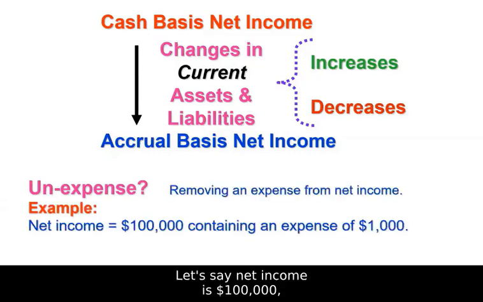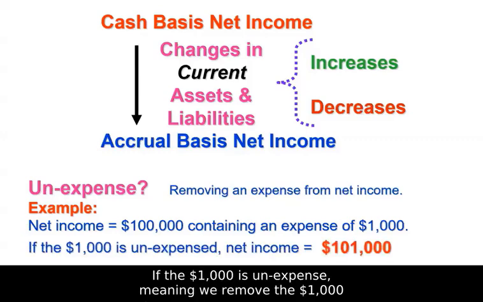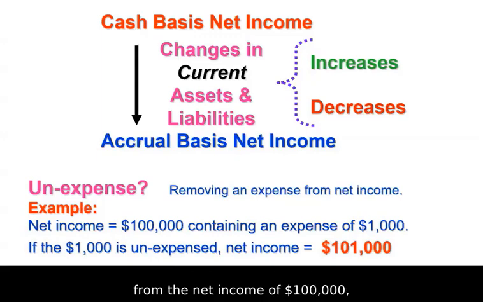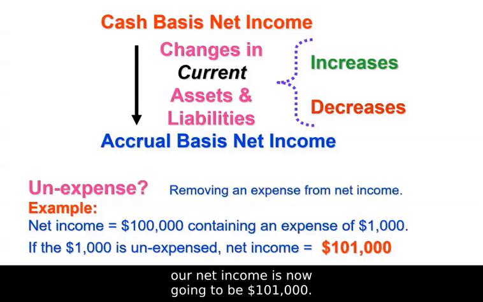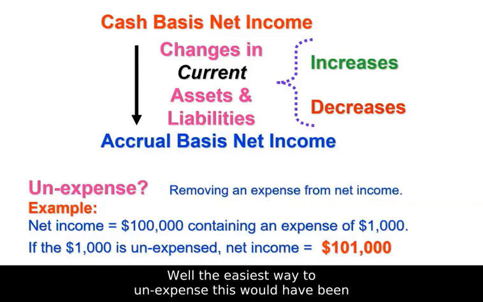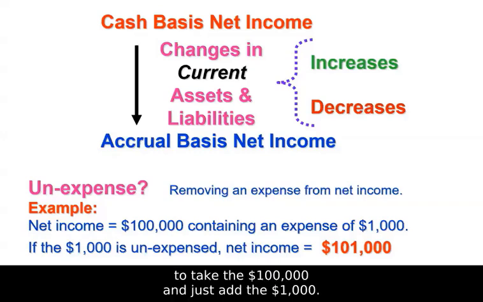Here's an example. Let's say net income is $100,000 and it contains an expense of $1,000. If the $1,000 is unexpensed, meaning we remove the $1,000 from the net income of $100,000, our net income is now going to be $101,000 because we have $1,000 less of expenses. Well, the easiest way to unexpense this would have been to take the $100,000 and just add the $1,000.